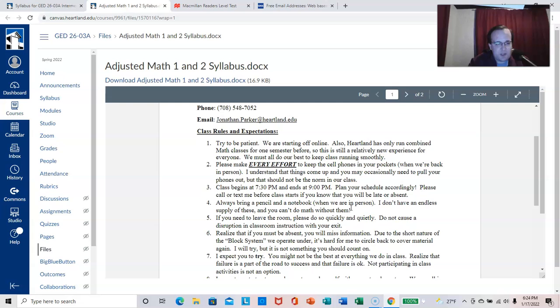Make every effort to keep the cell phones in the pockets when we're back in person, that is. I understand that things come up. You may occasionally need to pull your phones out. That should not be the norm, though. Class begins at 7:30. Class ends at 9. Class does not start at 7:30 and end at 8:15. You work independently when we have these online days from 8:15 till 9, and then Thursday is entirely independent, 7:30 to 9 you're working. So plan your schedule accordingly.